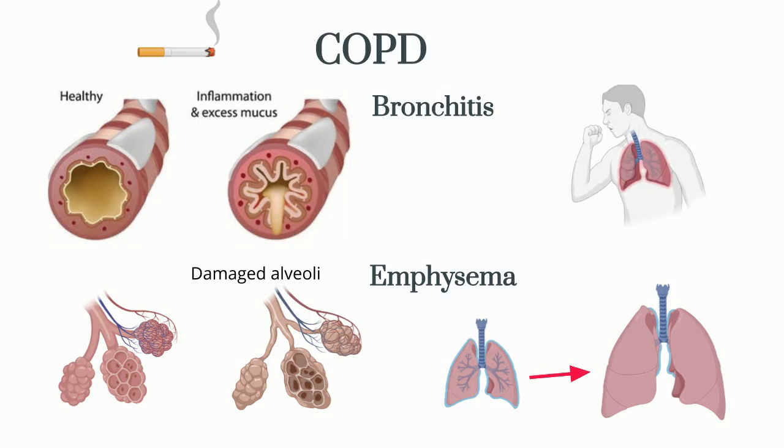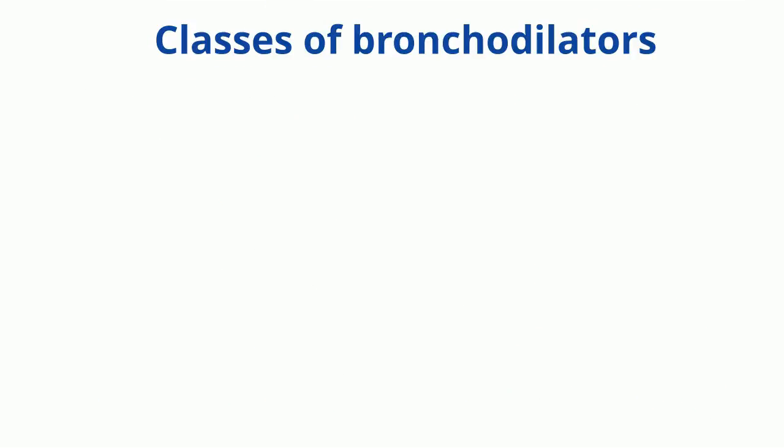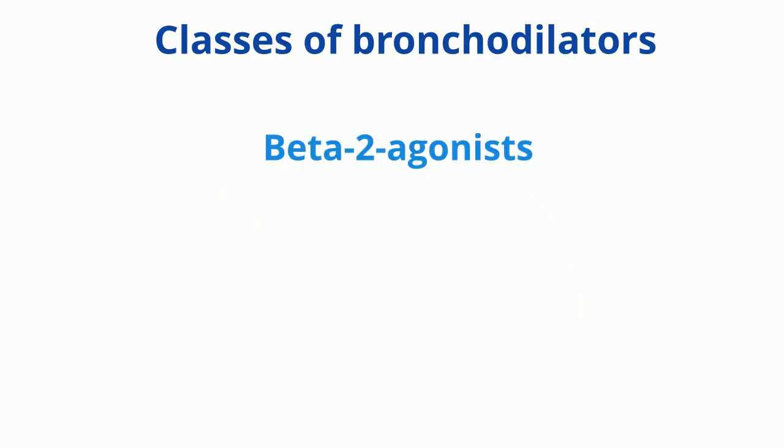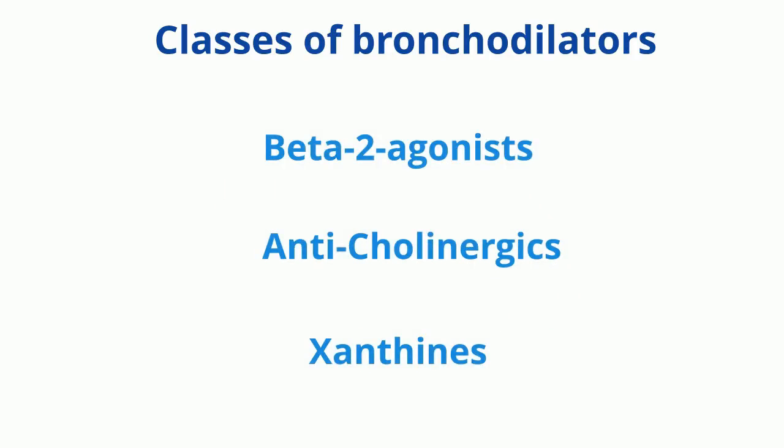Bronchodilators are fundamental in the management of COPD. They act to dilate the airways, increasing airflow and decreasing the hyperinflation caused by COPD. There are three major classes of bronchodilators: beta-2 agonists, anticholinergics, and xanthines. This video focuses on the class of beta-2 agonists and the medication salbutamol. However, a brief overview of anticholinergics and xanthines will be provided.